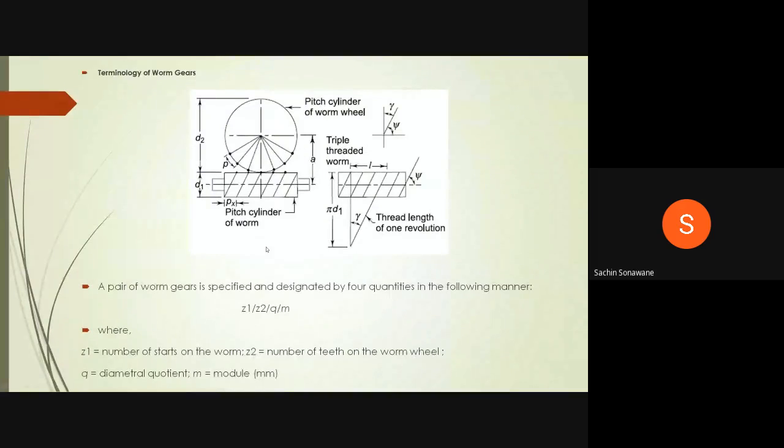Now, next point is terminology of worm gears. Now, you are observing the diagram here. This upper circle is known as pitch cylinder of worm wheel. This is known as pitch. D2 is nothing but pitch circle diameter of the worm wheel. D1 is nothing but pitch circle diameter of the worm. Px is nothing but pitch cylinder of worm. A is nothing but center distance.